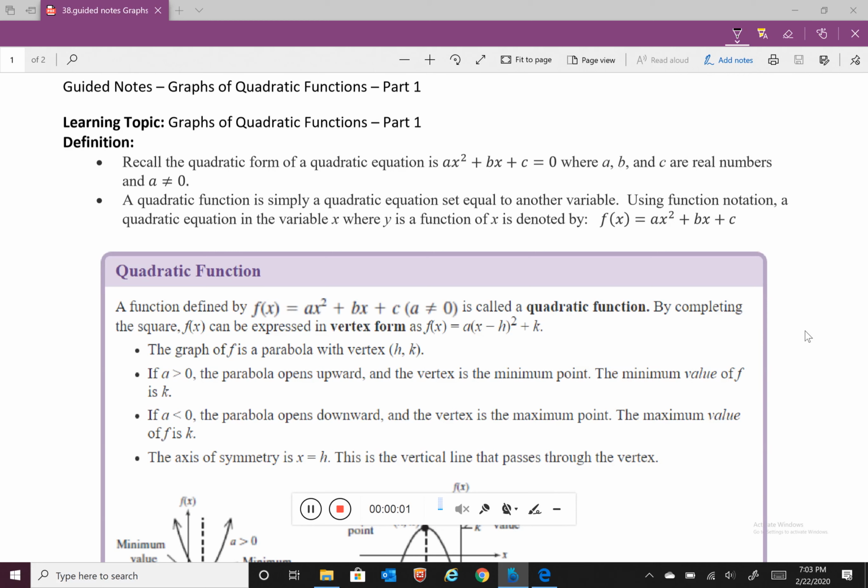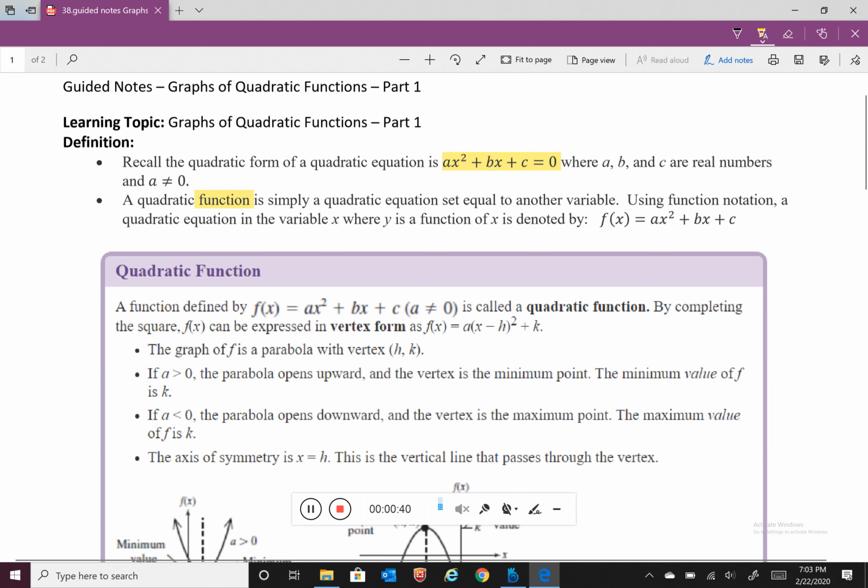We will spend some time thinking about how to graph quadratic functions. So first we need to recall that the general form of a quadratic equation is a times x squared plus bx plus c set equal to 0, where a, b, and c are real numbers, but remember a cannot be 0, otherwise it's not quadratic. A quadratic function is simply a quadratic equation set equal to another variable.